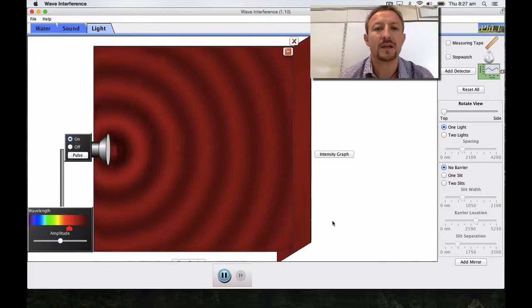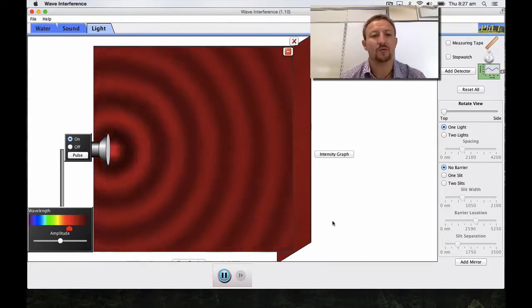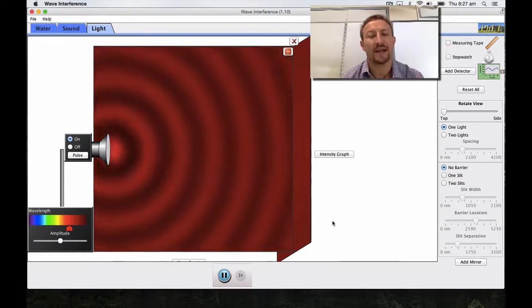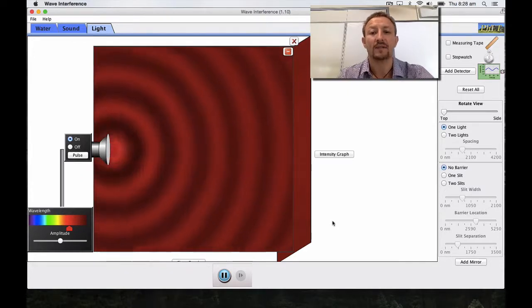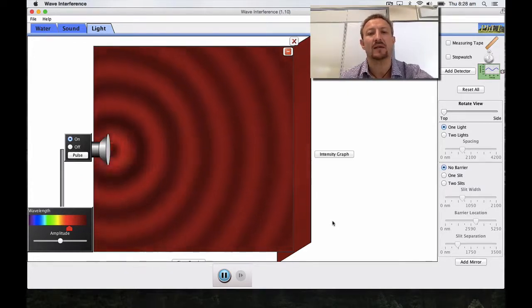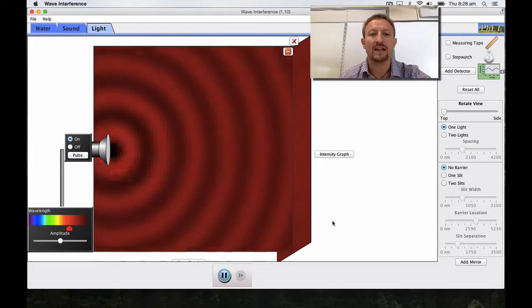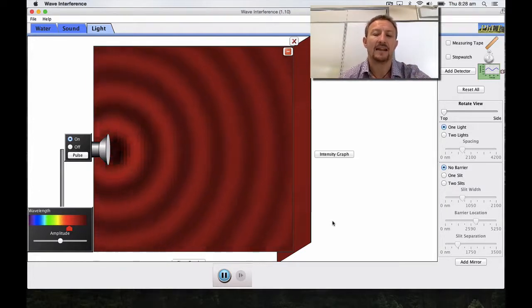Now, this is light just passing out normally. It's red light, it's monochromatic light, meaning it's of one wavelength. You can see on the screen that we've got red light pulsing across, and as a result, the whole of the screen is covered in red.